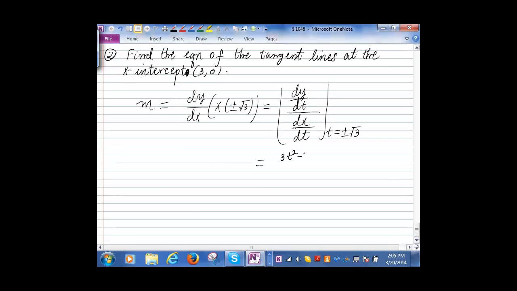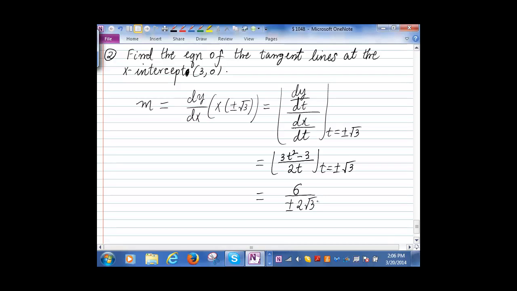3t squared minus what? 3. And what is dx dt? Because it's t squared. So I have to evaluate this at plus or minus root 3. And what do I get? If I plug in plus or minus root 3, what is the numerator? Is the numerator just 6, no matter plus or minus? You guys agree with that? The numerator would be 6. What's the denominator? Denominator would be plus or minus 2 root 3, right?